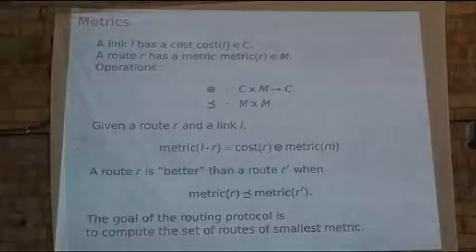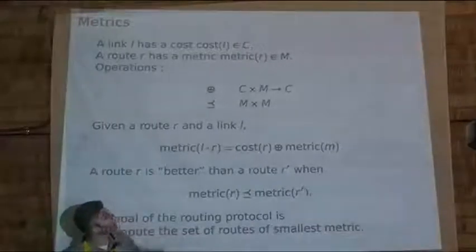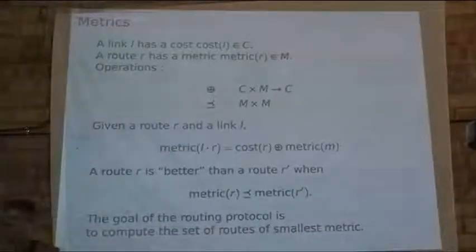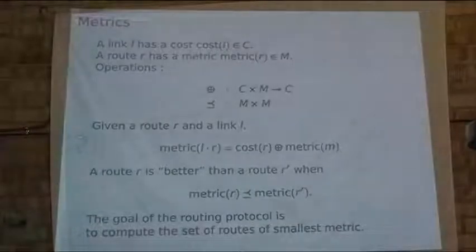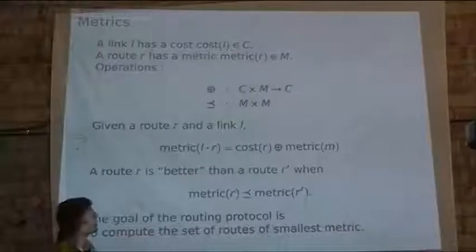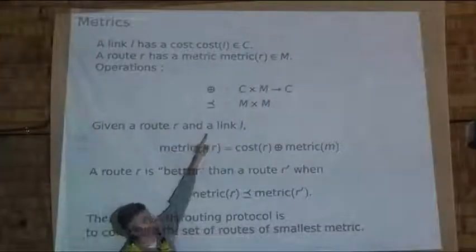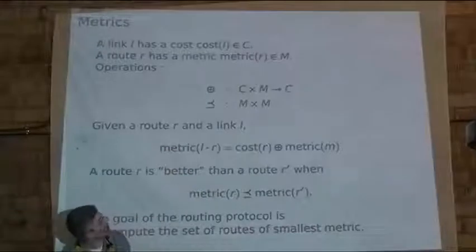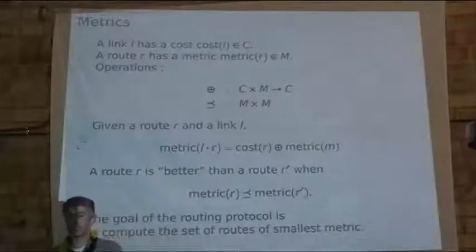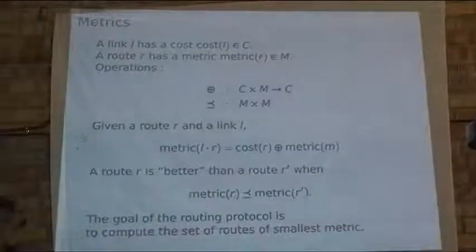The metric is intuitively the sum of all the costs of the links in a route. So links have costs, routes have metrics. And there are two operations on costs and metrics. There's addition. I write it with a rounded plus to make it clear that it's not necessarily the addition that you learned about in nursery school. It's some operation that behaves more or less like addition. And there is an ordering, which I write with a squiggly inferior sign, which allows you to compare routes. The intuition of the ordering is that smaller means better, means cheaper.